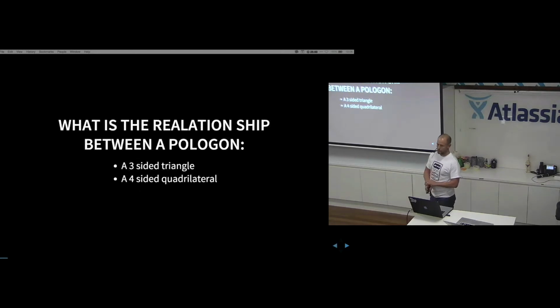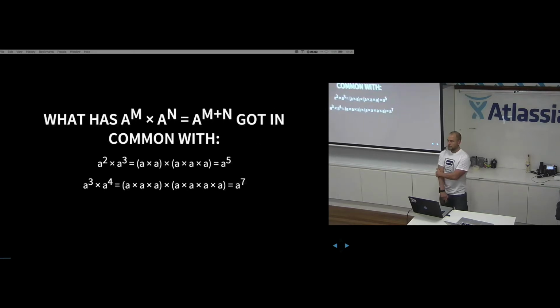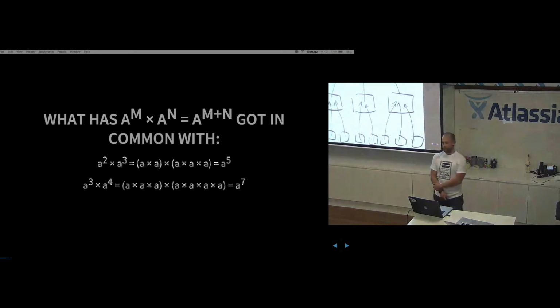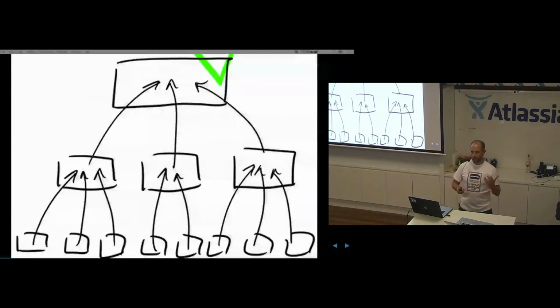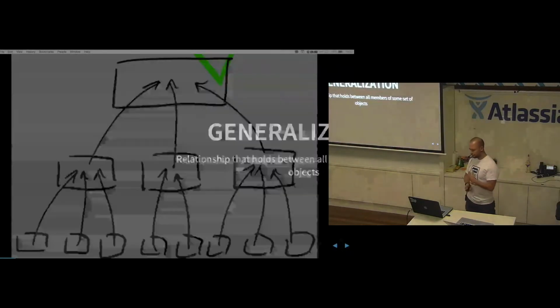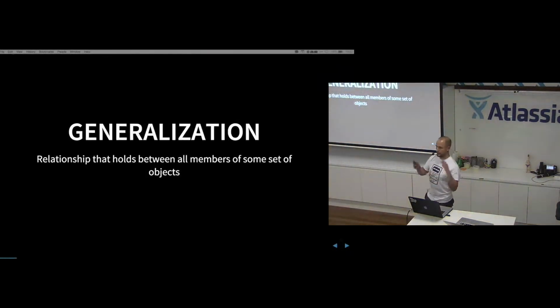The second concept I want to think about is this. What's the relationship between a polygon and a three-sided triangle or a four-sided quadrilateral? This equation here, what's it got to do with these two equations down here? This concept is something we do every day in our lives as software developers. It's generalization. We extend classes, we write interfaces, and we have this concept of generalization. So these concepts of abstraction and generalization are things that we as software developers use every day.